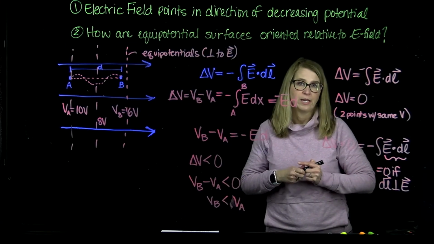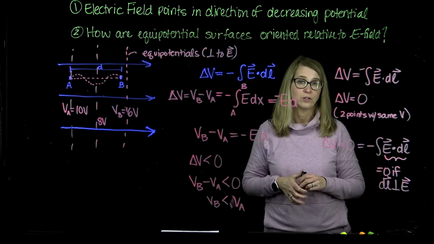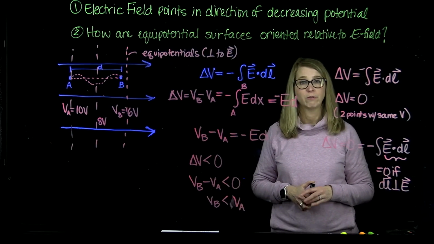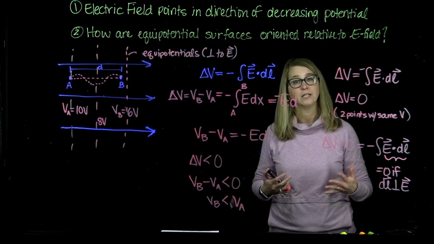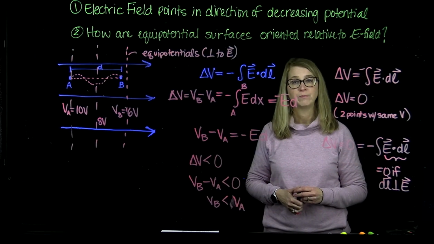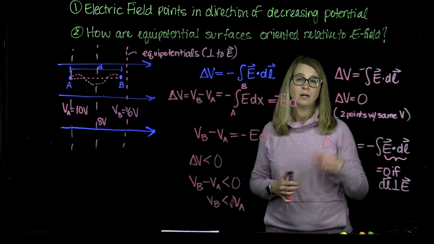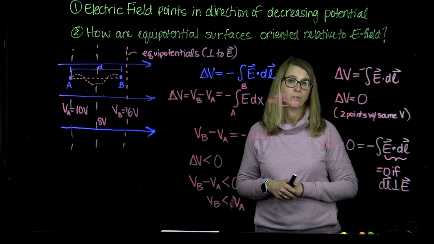And so that's how we get the answer to the second question, which is how are the equipotential surfaces oriented relative to the electric field? The answer is that they're perpendicular to them. I just think that these two facts are really handy to remember. Just little things to keep in our mind that we should remember.